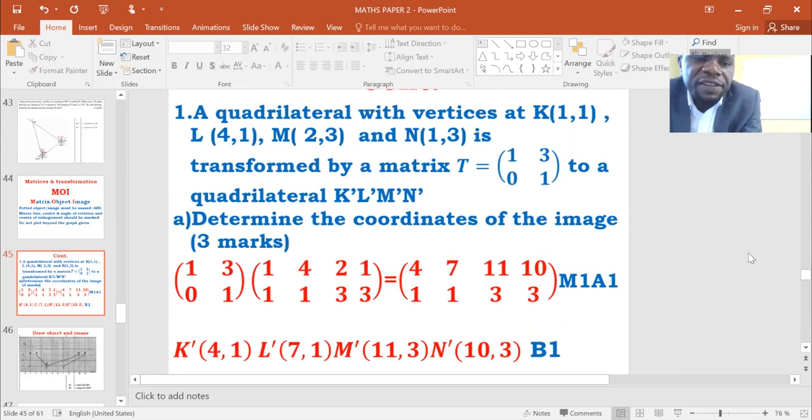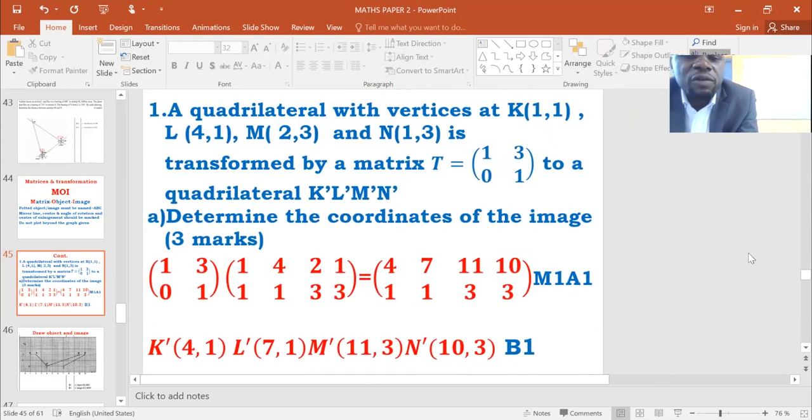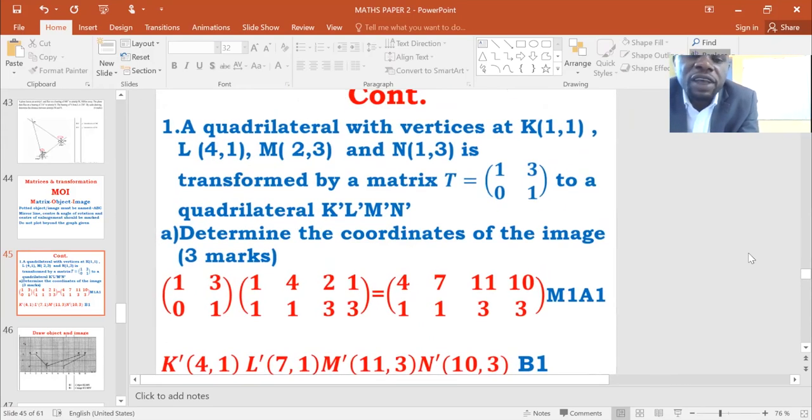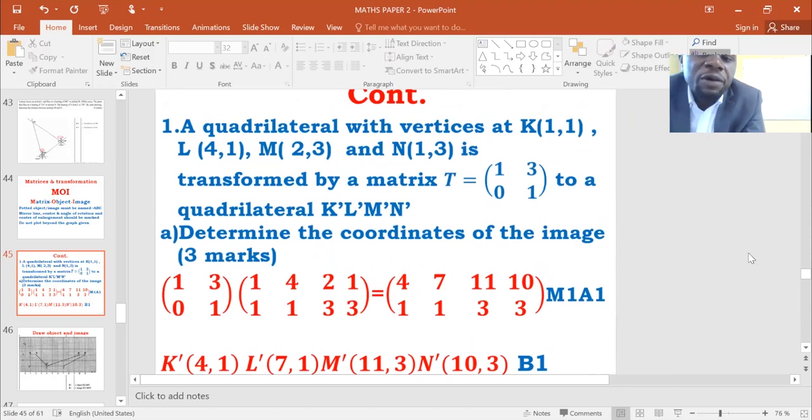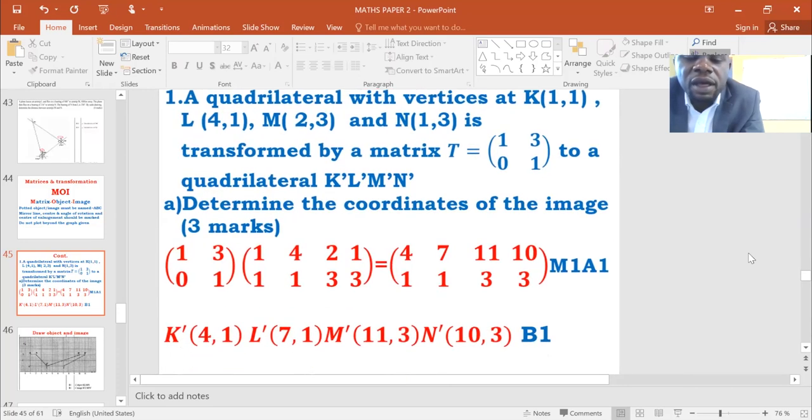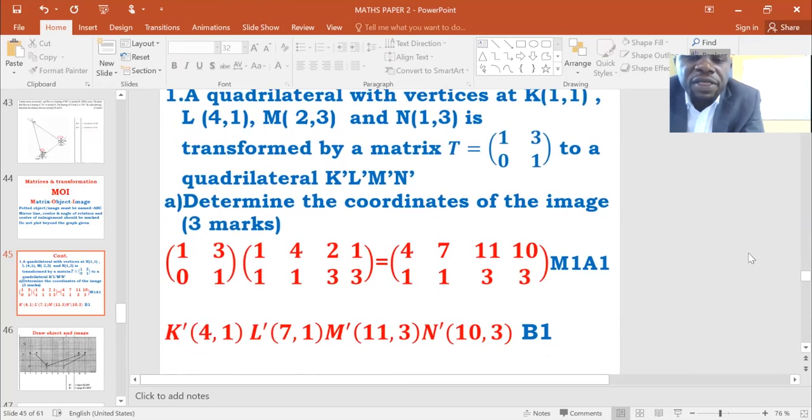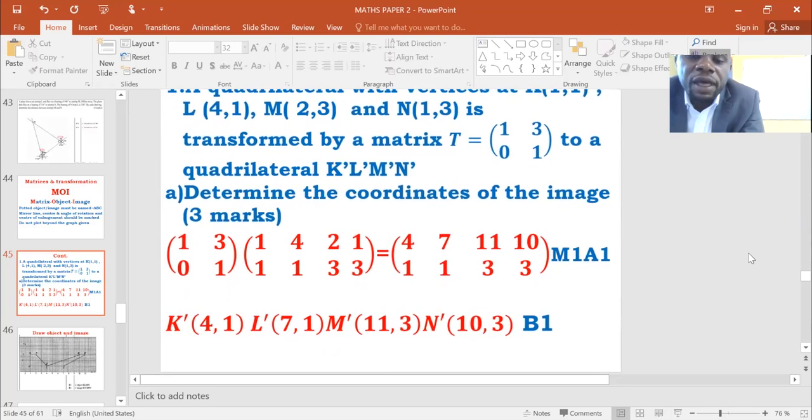So as we have mentioned, in this particular case the matrix comes first. Then, of course, you have the objects. In this particular case, you write the objects column wise. Like K, which was 1, 1, becomes a column on its own. L, another column on its own, and up to N. Then you multiply. Multiplication of matrices should be row multiplied by column. You get the values of the image. This was awarded 3 marks. So that particular step there, you get M1, A1. But usually it's always 1 mark. You get 1 mark for that multiplication.